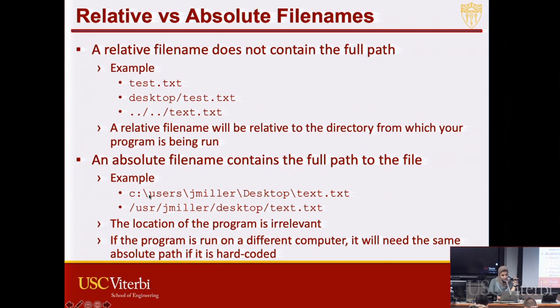For example, we have C:/users/jmiller/desktop/test.txt. The location of the program is irrelevant. If the program is run on a different computer, we will need the same absolute path if it's hard-coded.